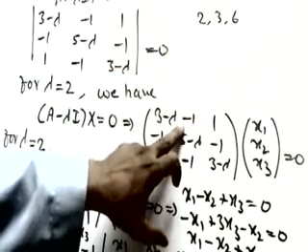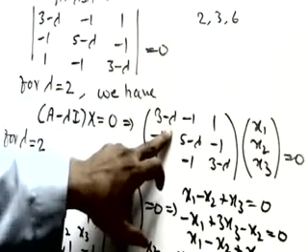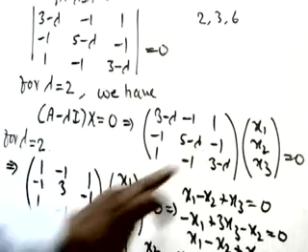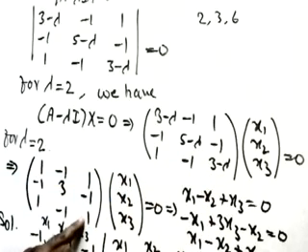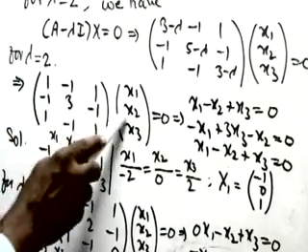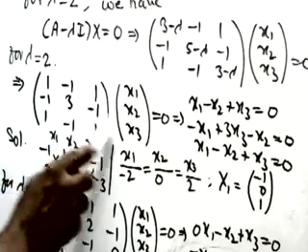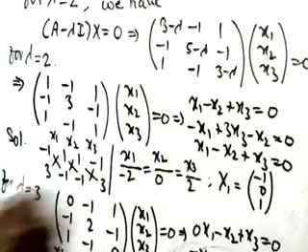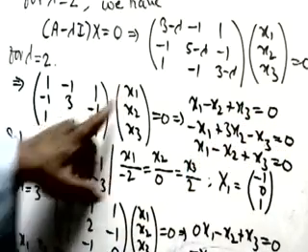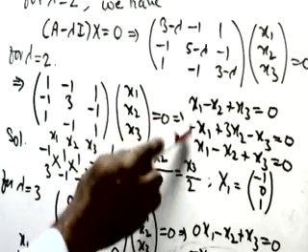We will get the first eigenvector. Then we keep lambda equals 3 for the second eigenvector, then lambda equals 6 for the third eigenvector. So let's start with lambda equals 2. If you keep lambda equals 2 here, 3 minus 2 will be 1, minus 1, 1; 5 minus 2 will be 3, and 3 minus 2 will be 1. Now you do matrix multiplication, row into column. x1 minus x2 plus x3 equals 0. Minus x1 plus 3x2 minus x3 equals 0. Lastly, x1 minus x2 plus x3 equals 0. Now solve any two equations.